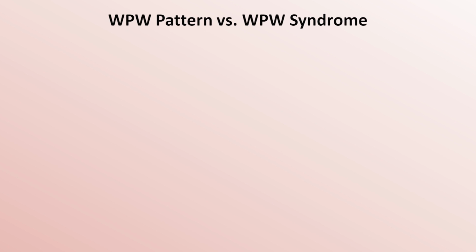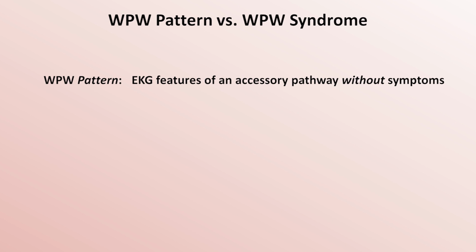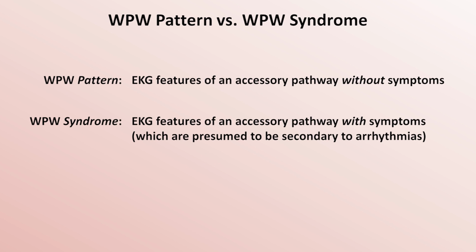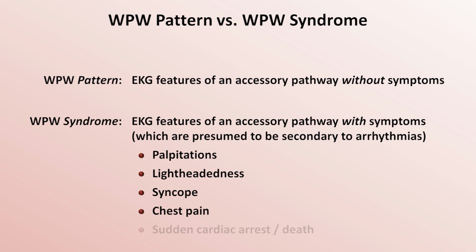So far in this lesson, I've been referring mostly to preexcitation rather than Wolff-Parkinson-White syndrome, which is probably the term more likely to be familiar to you. Let me explain the relation between the term WPW and preexcitation. The WPW pattern exists when an EKG has the features of preexcitation, but the patient is without symptoms. The WPW syndrome is when the EKG features of preexcitation are present in a patient with symptoms, which are presumed to be secondary to the related arrhythmias. These symptoms can potentially include palpitations, lightheadedness, syncope, chest pain, sudden cardiac arrest, and sudden cardiac death.